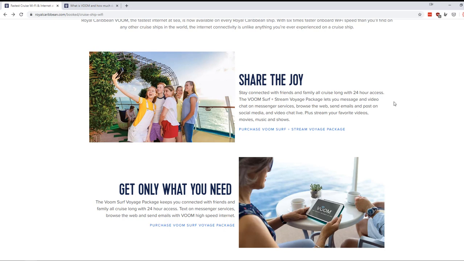And I am in that third category. I was able to go on a cruise, which is an awesome vacation if you've never done it. I went on Royal Caribbean, which is an awesome cruise line if you've never been on them. But one of the things that goes along with my job is that I am on call. Because of that, I bought the more expensive Voom Surf Plus Stream Voyage package, and I paid $202 for my three devices to be able to surf and stream and video chat and do all those other things.